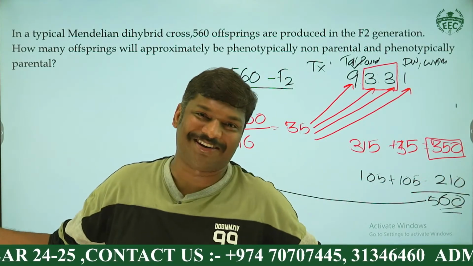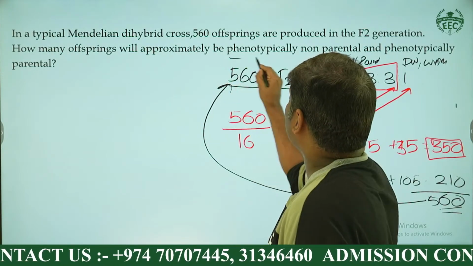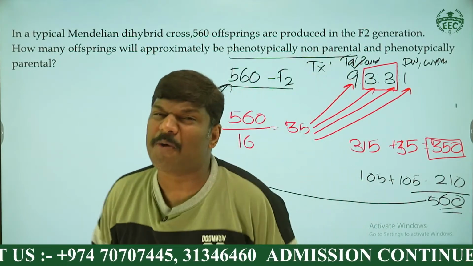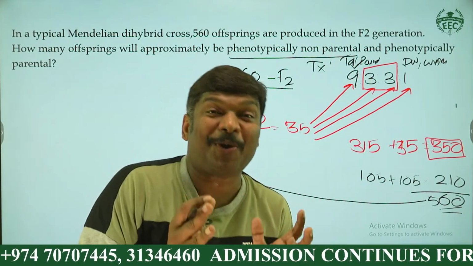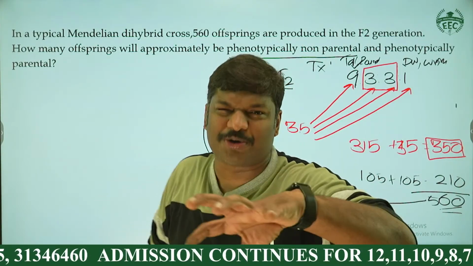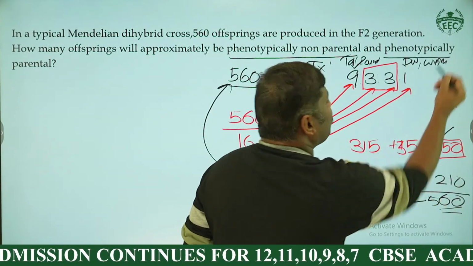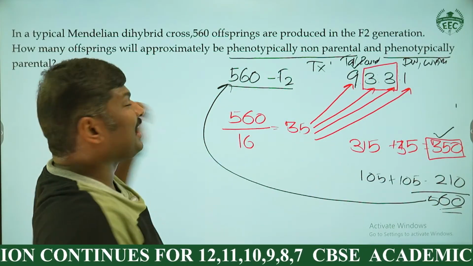Right? And the question is, how many offsprings will approximately be phenotypically non-parental? They use the word approximately. I already told you it is not a mathematical number, so that's why an approximate number. It is 350, my dear student. And there is one more question: how many of them are phenotypically parental?